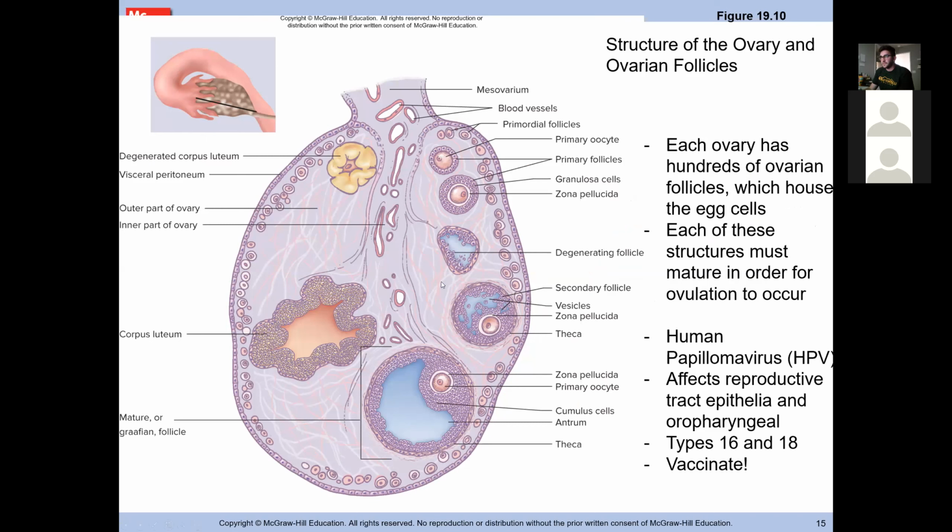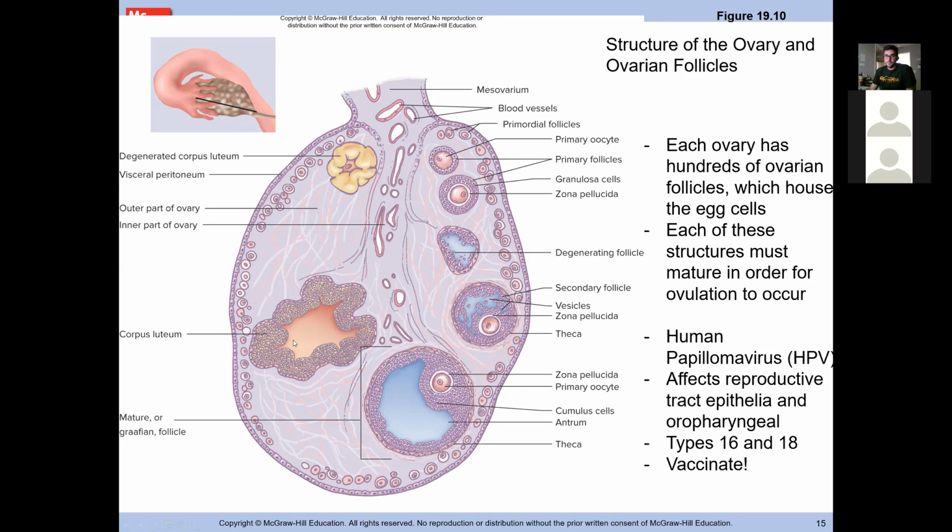And so each one of these little images right here shows us a primordial follicle undergoing different stages of maturation until ultimately it matures into a secondary oocyte, and that will eventually produce what we would call a functional egg. And then once that egg is produced, the remnants of the follicle transform into this structure called the corpus luteum.